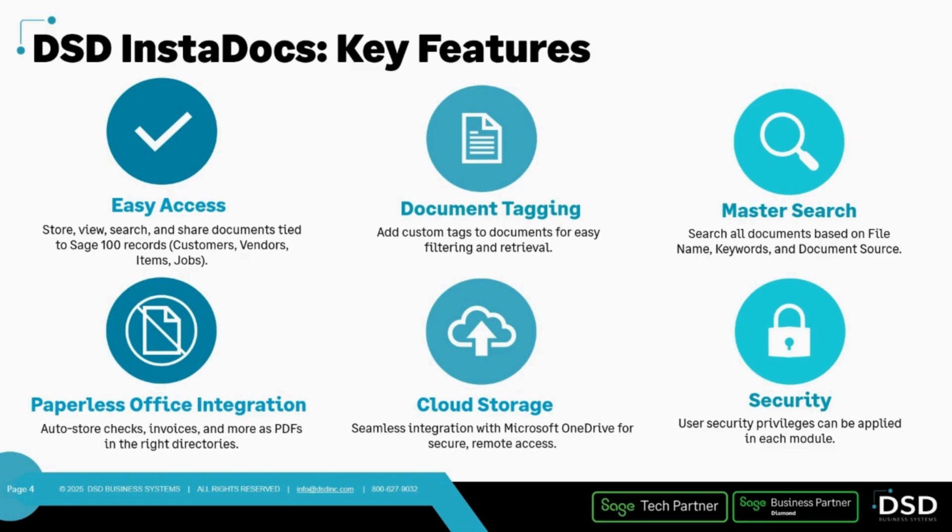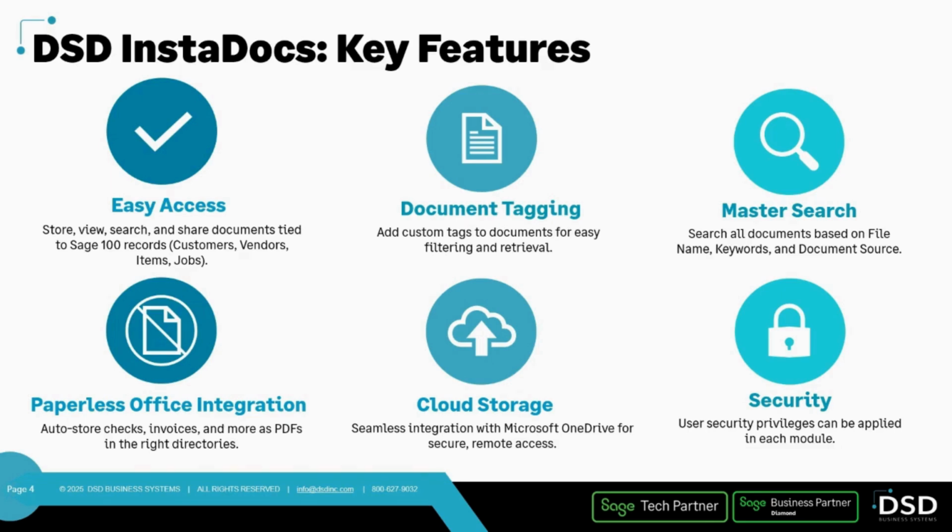And then the next feature is document tagging. So you can select a document on a record and then tag it with a specific keyword or phrase. You can do multiple tags, and you can tag multiple documents at the same time. Once you've tagged the document, then you get to the third feature, which is the master search. This is where you can search all documents for a customer or vendor, or search all Instadocs files for that specific keyword or phrase, or even where the document came from.